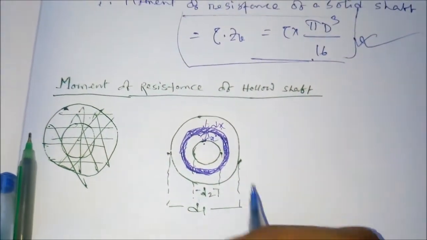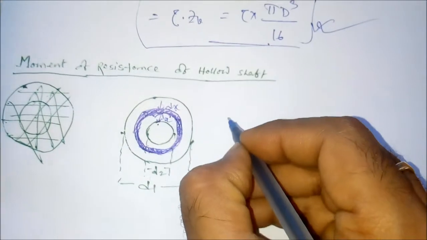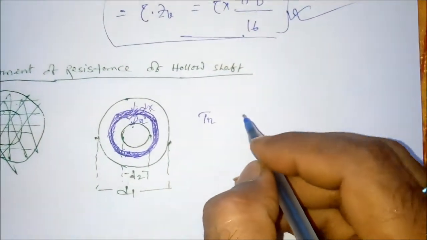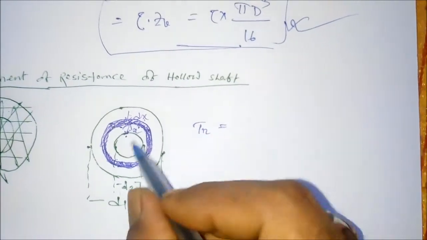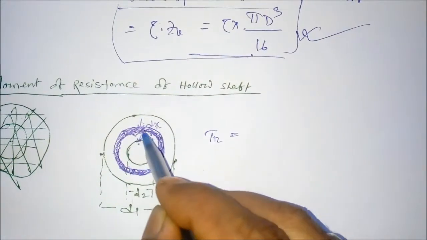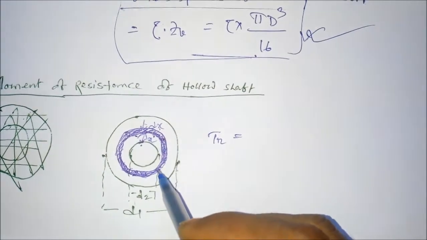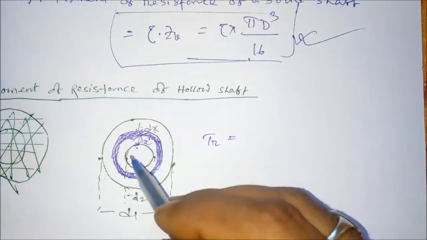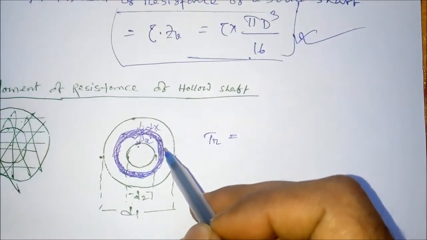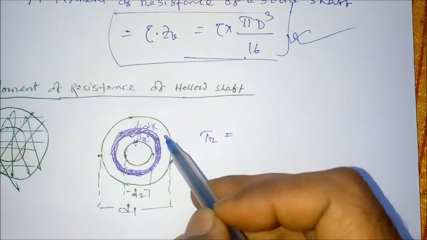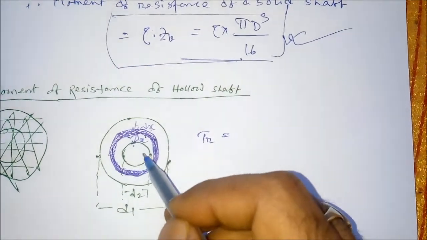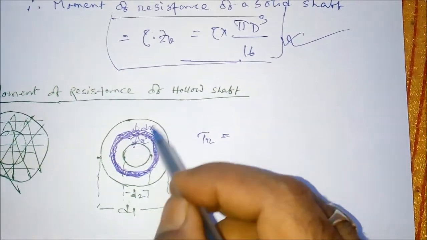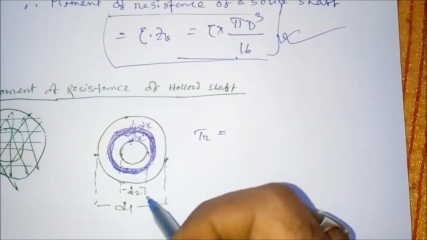Now similarly we will get the value of the torsional resistance. If you take this elemental area and find the torsional resistance for it, then you have to sum it up. You have to integrate, but in this case the lower limit will not be 0. The lower limit will be d2 and the higher limit will be d1.